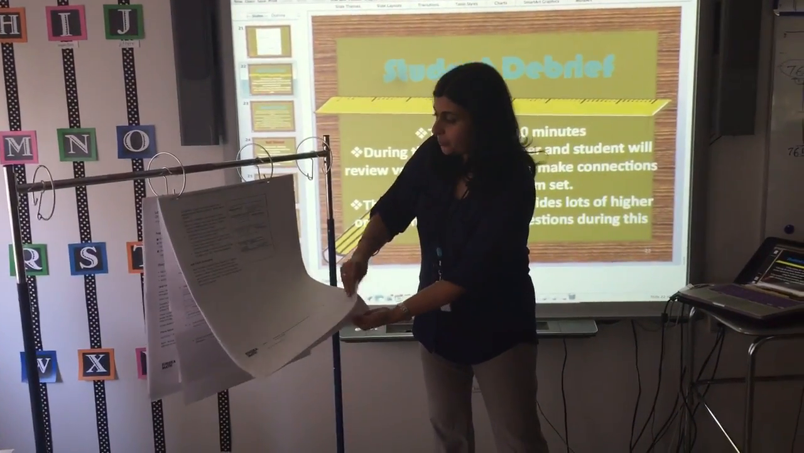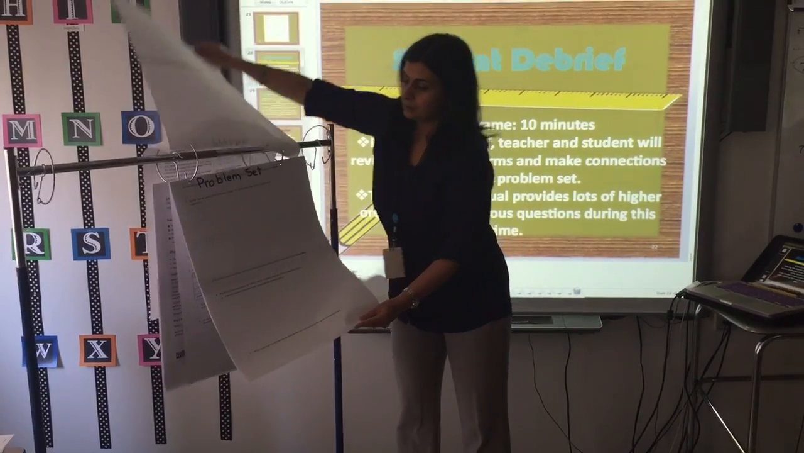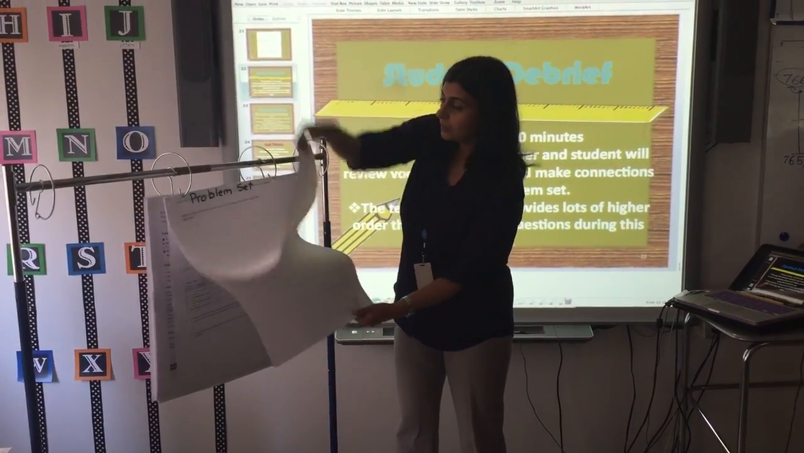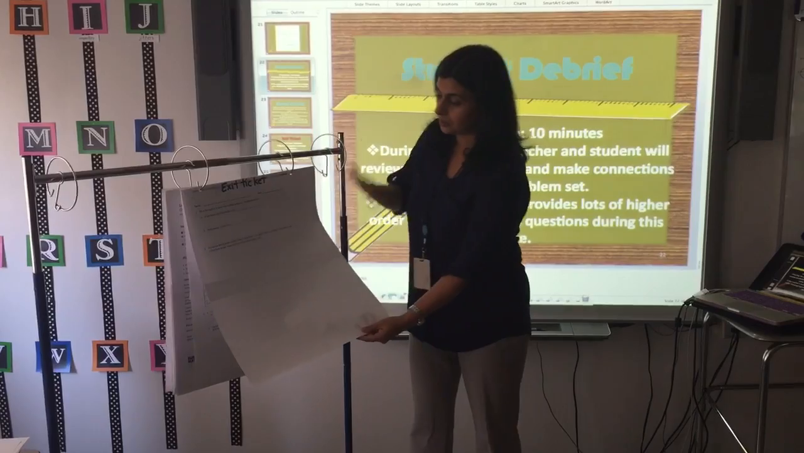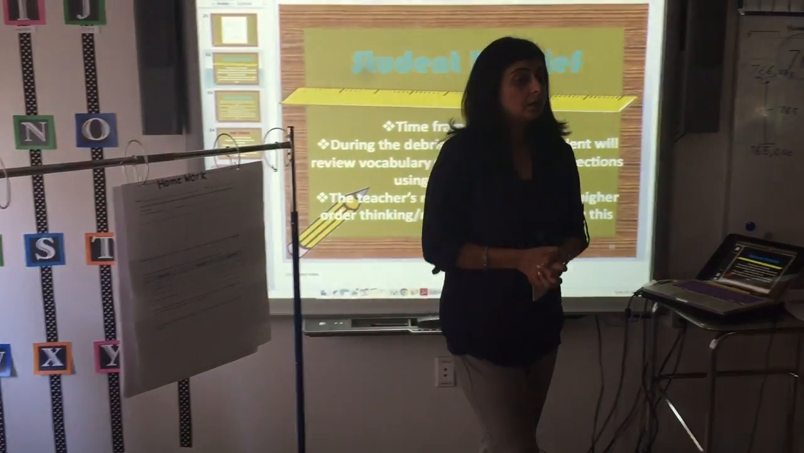This is what sample problem sets look like. Then you have your exit ticket, and if you look at it, the homework looks exactly like how the problem set looked.